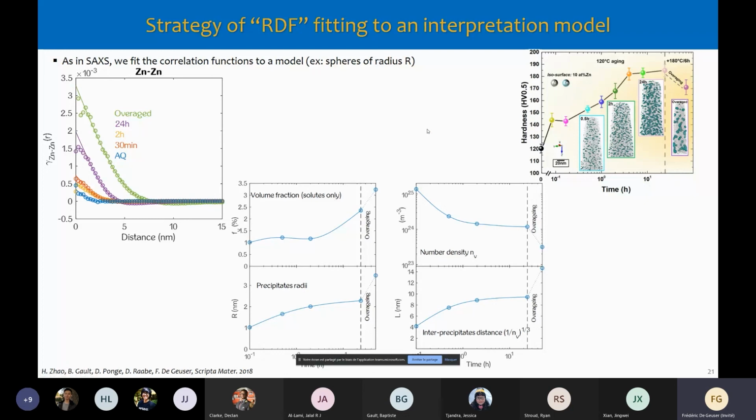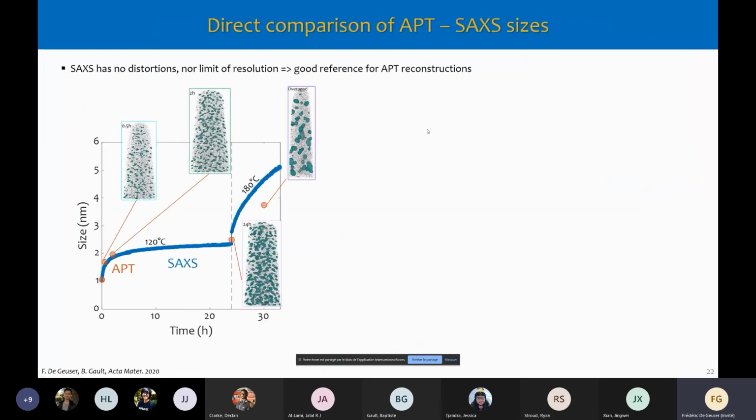So that was very interesting. The one thing that we could do from this was directly compare the sizes that we obtained from ex situ APT, obviously, to the in situ SAXS that we showed earlier. And we see here that the agreement is actually very good, except for the very overaged sample, mostly because the sizes are very big, and also because of local magnification effects that we can discuss if you're interested.